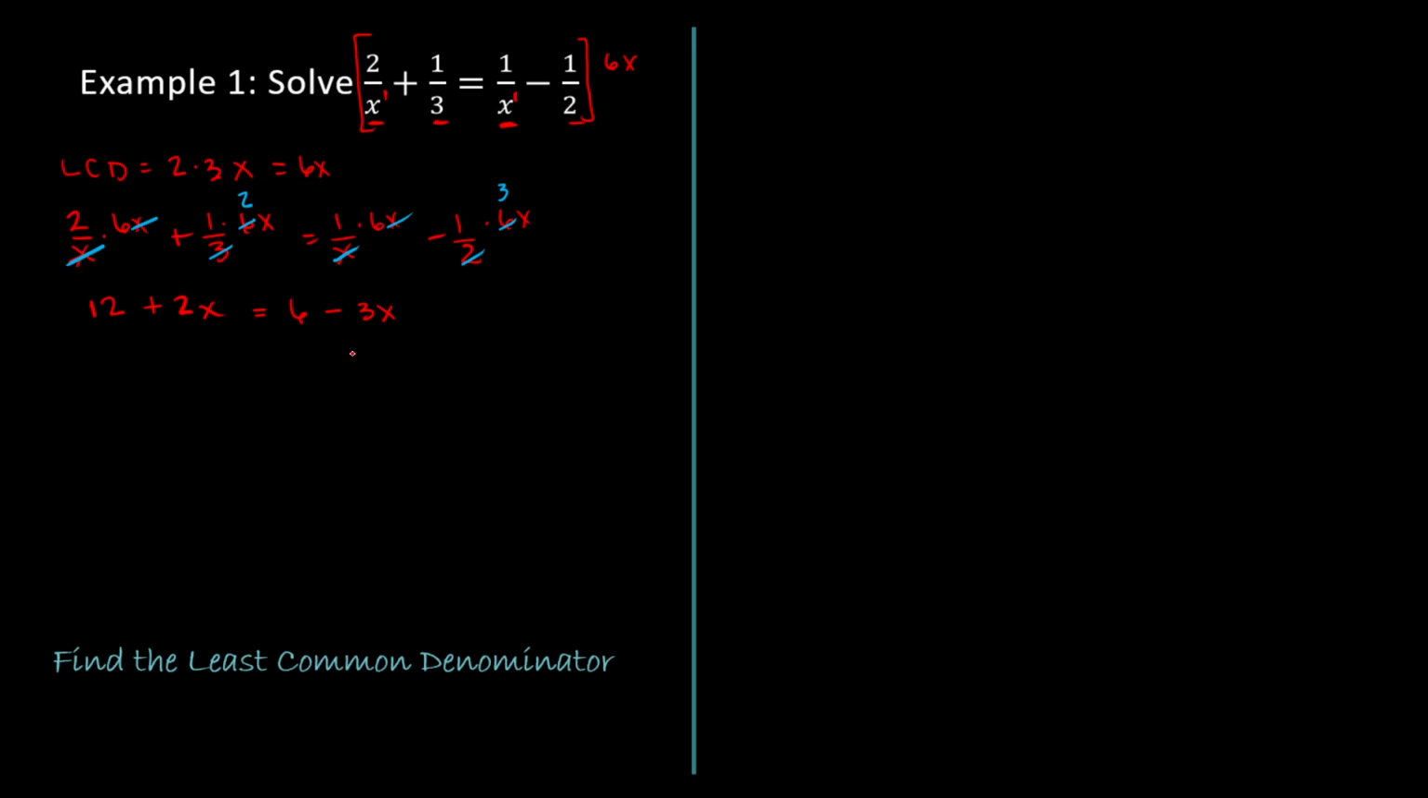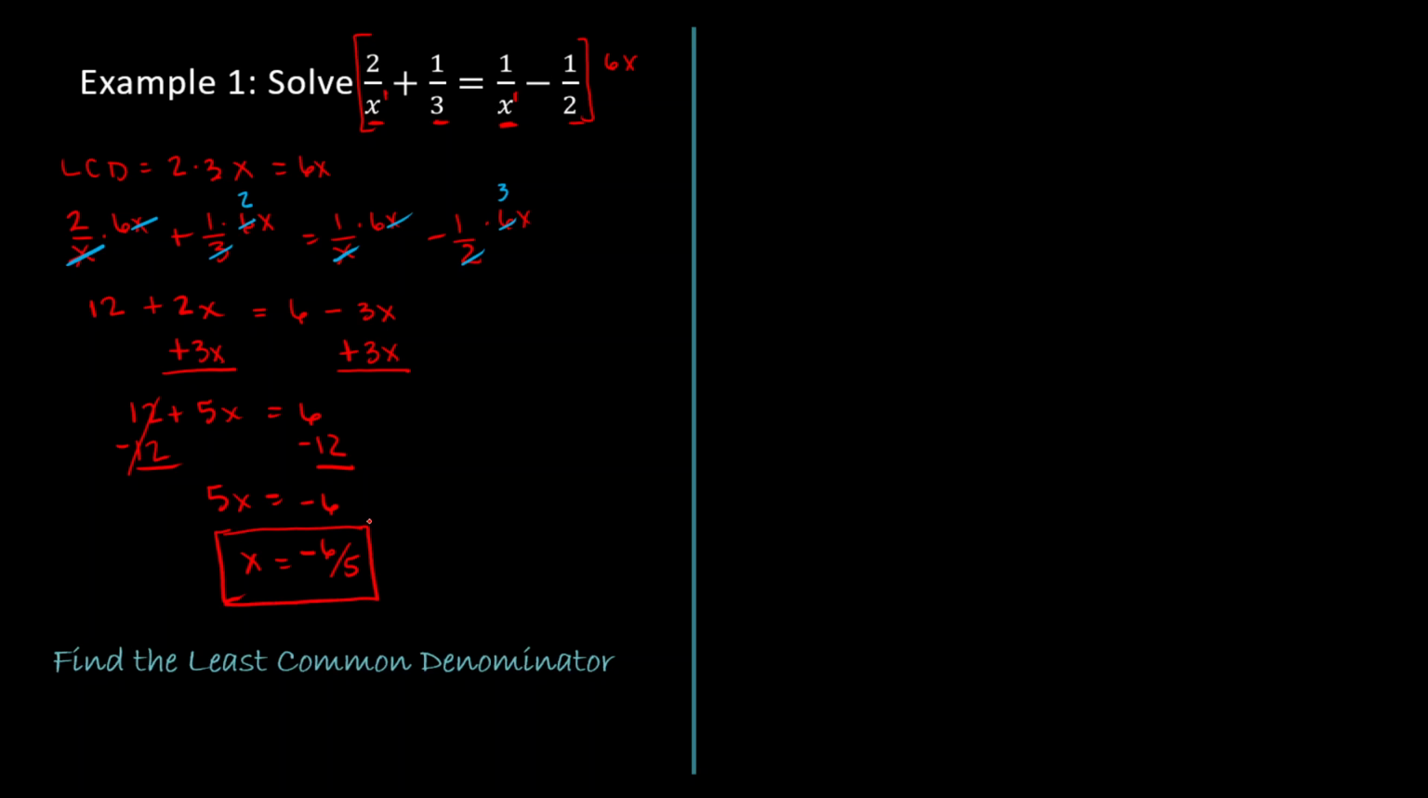Now I have a linear equation in one variable, so I'm going to solve it like I always would. So that means I need to get the x's together. So I'm going to add 3x here on the right, which means I add 3x on the left, and that'll get me 12 plus 5x equals 6. Now I need to get the x alone, so I'm going to subtract 12, and that'll get me 5x equals -6. And then I can divide by that 5, and I get x equals -6/5. So this is my solution.